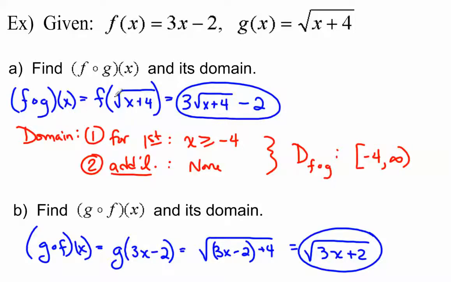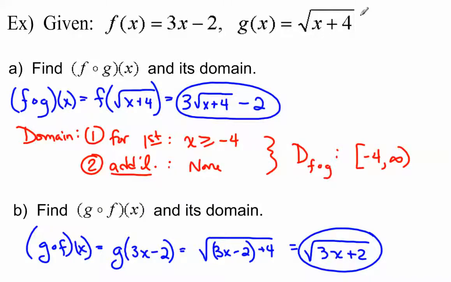So we're going to take this and plug it in up here and get 3 times that square root minus 2. That's our composite function. Okay, now what about the domain? Two steps. First, where did x go? It went into g.